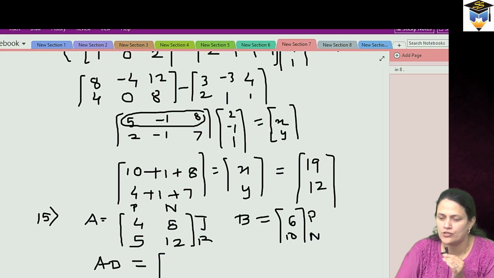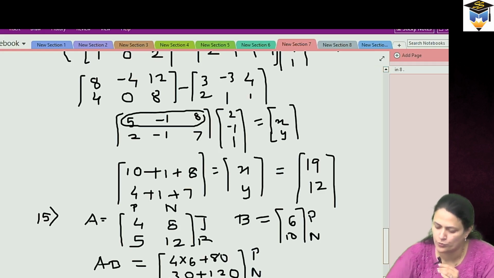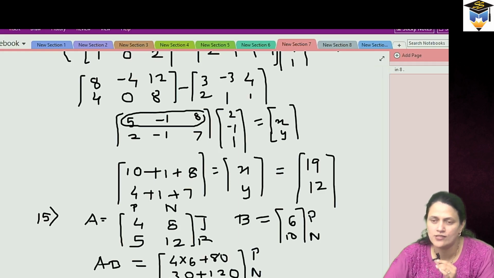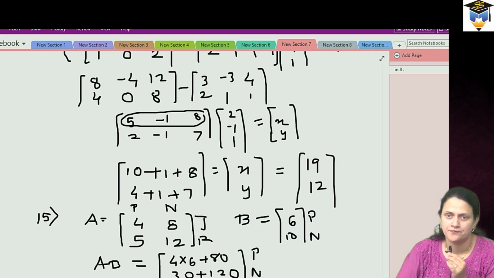A into B is how much? First row, first column. So 4 into 6 plus 8 into 10. That is 104. And second will be 5 into 6, 30. Plus 12 into 10, 120. So cost of pens and cost of notebooks. Cost of notebooks is 150. Cost of pens is 104. 24 plus 80. Notebooks, I am talking about pens. Pens is 104, notebooks is 150. Easy? Shall we move to the next?